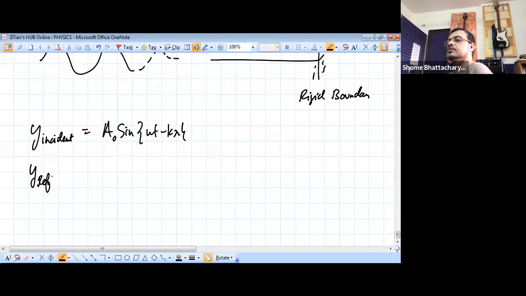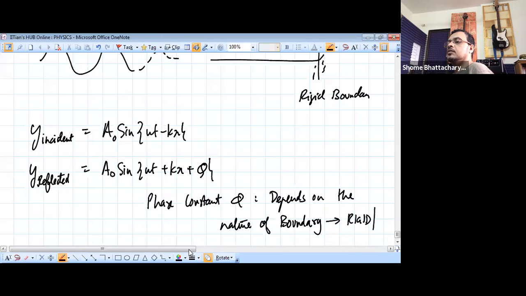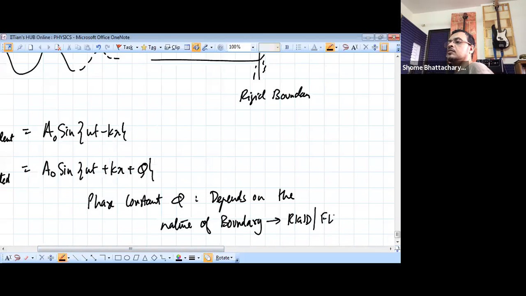So our reflected wave, assuming there's no loss of energy, will have same amplitude, same frequency, but opposite direction and some phase constant. Now this phase constant, phi, depends on the nature of the boundary. And by nature of the boundary, I mean whether it is rigid or it is flexible. This is what we need to remember.